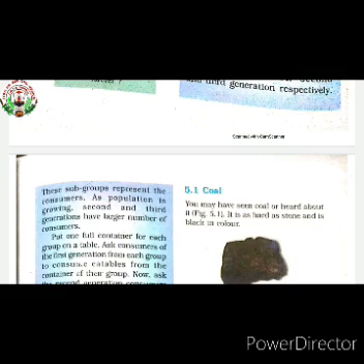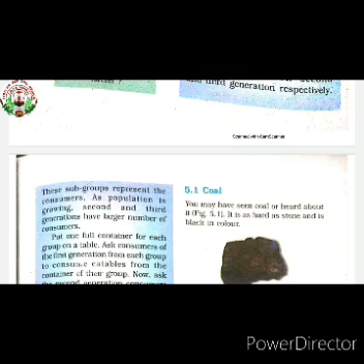Now we will learn about the fossil fuel. What is a fossil fuel? Fossil fuel means the fuel or substance which is obtained from the dead remains of living organisms, whether plants or animals. It is formed from the dead remains. That is called a fossil fuel.